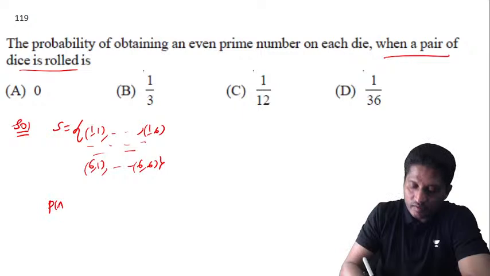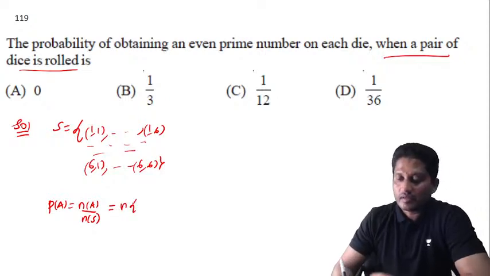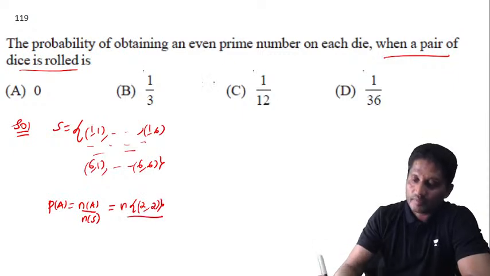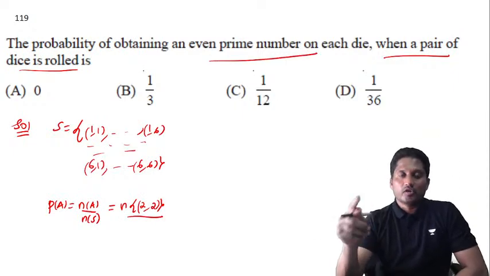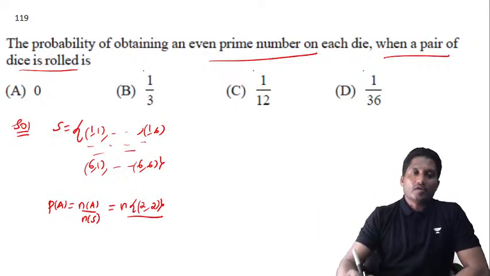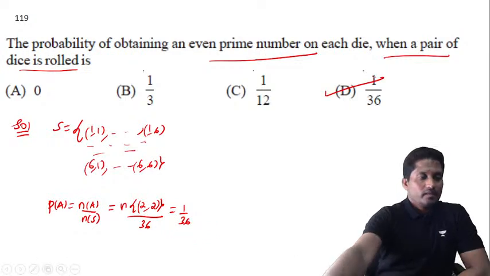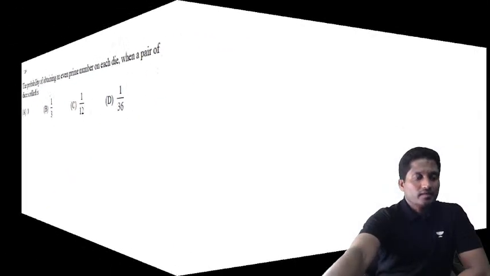Now P of A is equal to N of A by N of S. That is getting an even number on each die. Even prime number: 2 is the only even prime number. 2 on the first die, 2 on the second die. So N of (2, 2) divided by N of S. N of S will be equal to 36, right? You get 1 upon 36. Answer will be option D. Let's move to the next question.